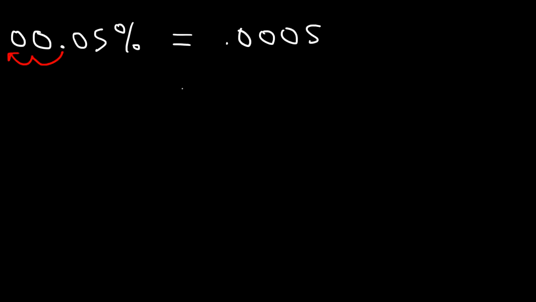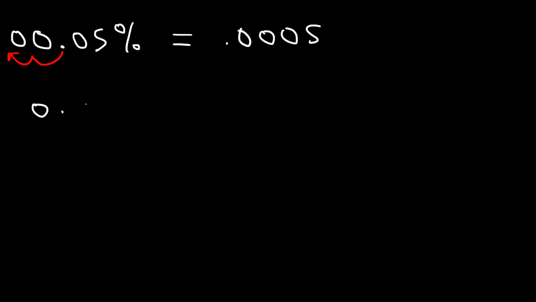Now let's try some other problems that have smaller values. So for example, let me rewrite that. 0.05%. Go ahead and convert that into a decimal. So if we move it 2 spaces to the left, we need to add a 0. So there's going to be 3 zeros before the 5, so it's 0.005.